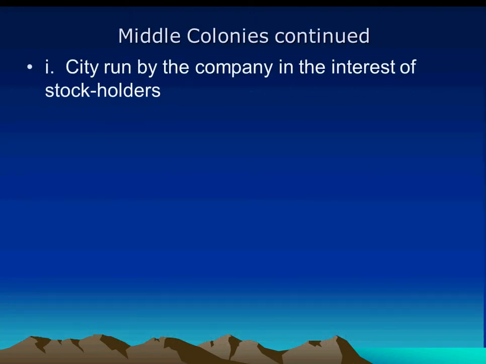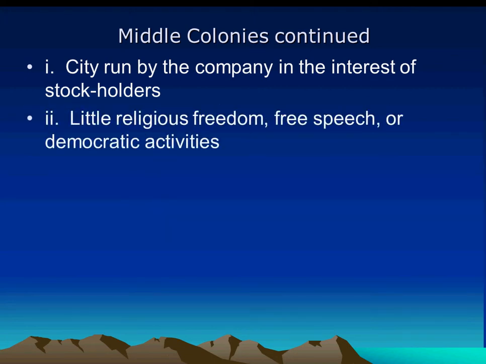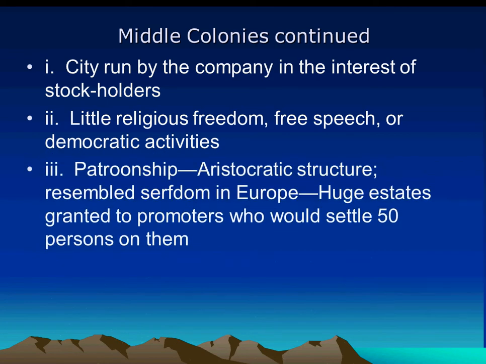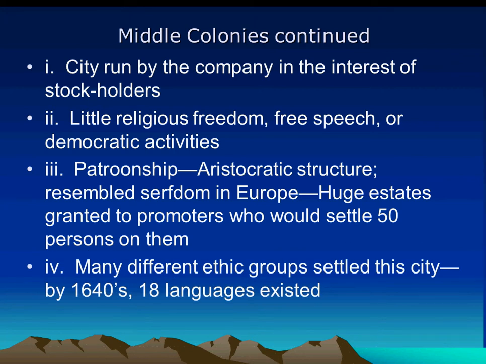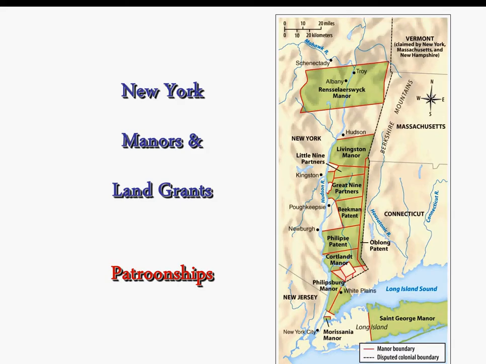The city is run by the company in the interest of stockholders. There's not much religious freedom, freedom of speech, or democratic activity. As far as rich landowners are concerned, they established what they call patroonships, where if you would bring over 50 settlers, you would get a large tract of land along the Hudson River. In 1640, there were 18 known languages in New Amsterdam, later to be called New York. This shows the patroon system.